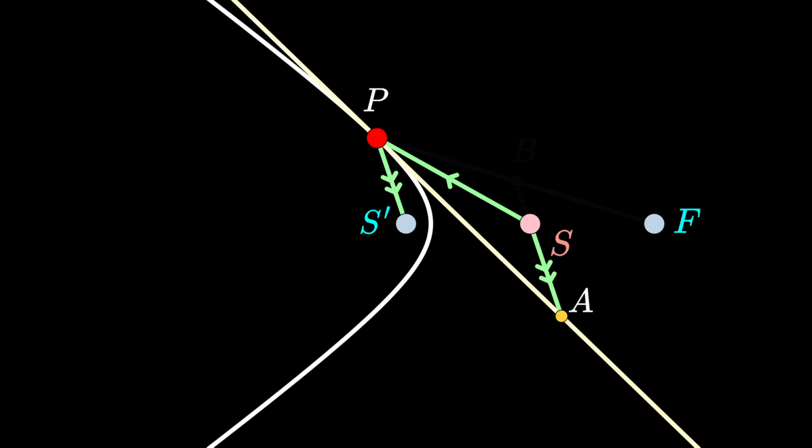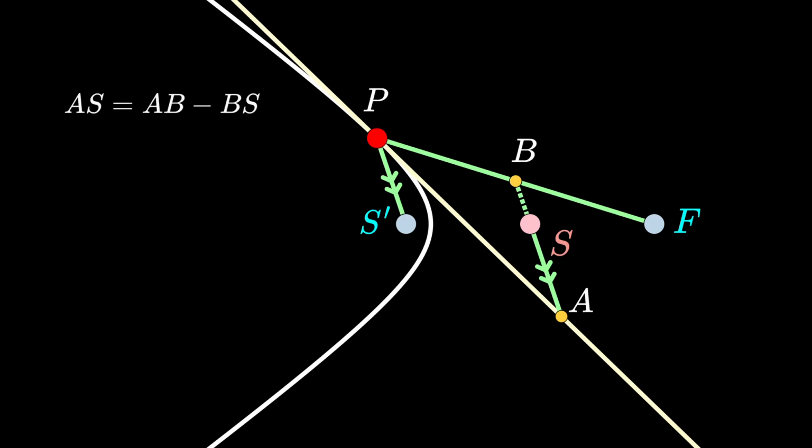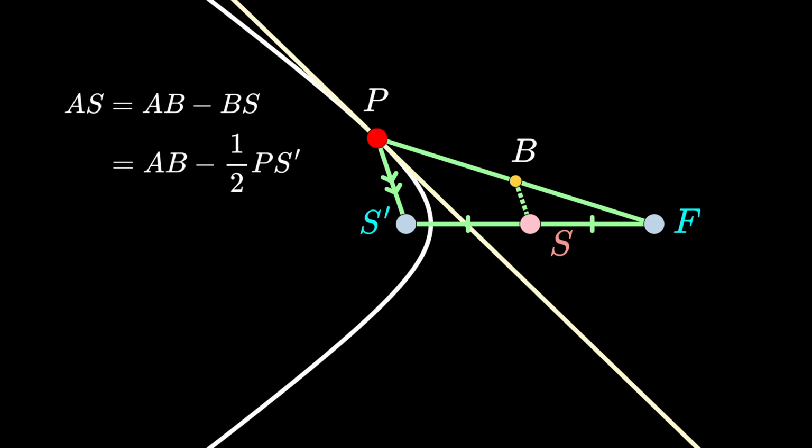To do that, we first extend the line AS to meet the line PF and call the intersection B. Then we have length AS as the difference between AB and BS. Focusing on this length BS, since S is in the middle of the two foci, we have BS to be half of PS'. In fact, the same setup tells us that PB equals BF.